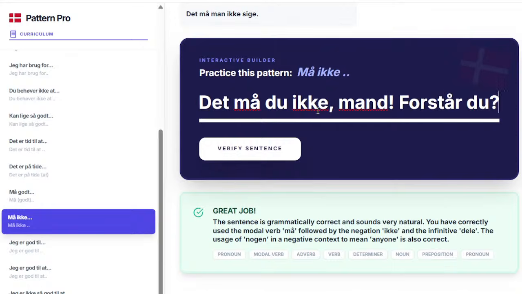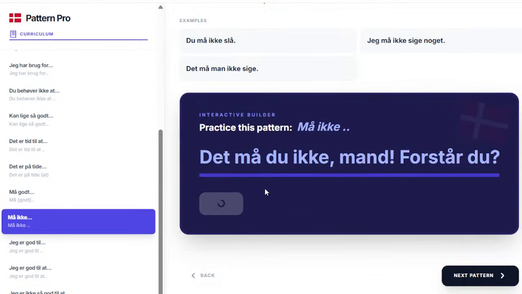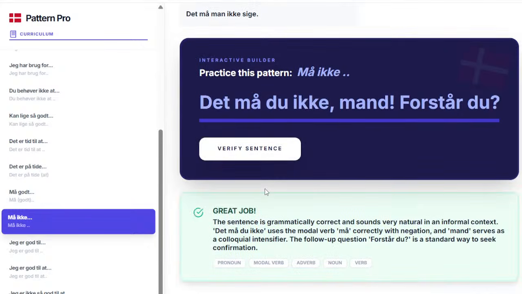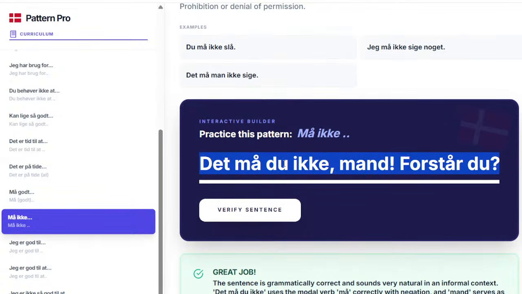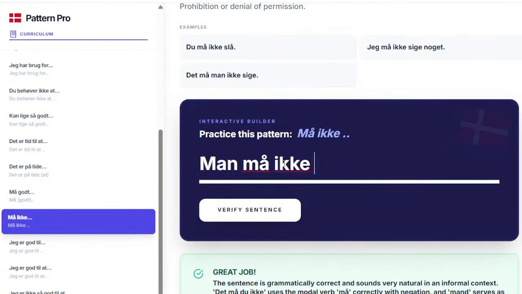Forstår? Now I'm gonna test it. Let's see if the computer can get it. Det må du ikke, mand. Forstår du? Nej. Må ikke. Very good.